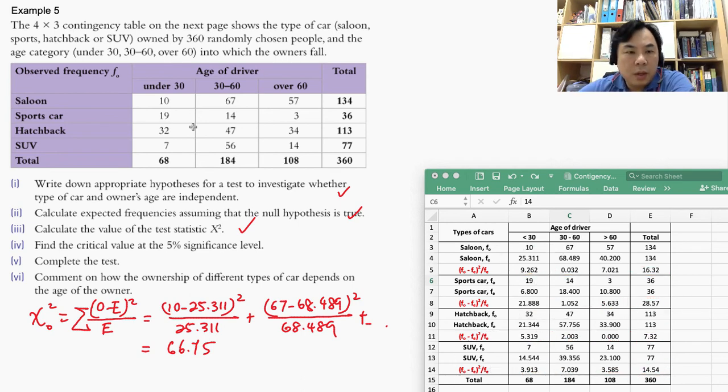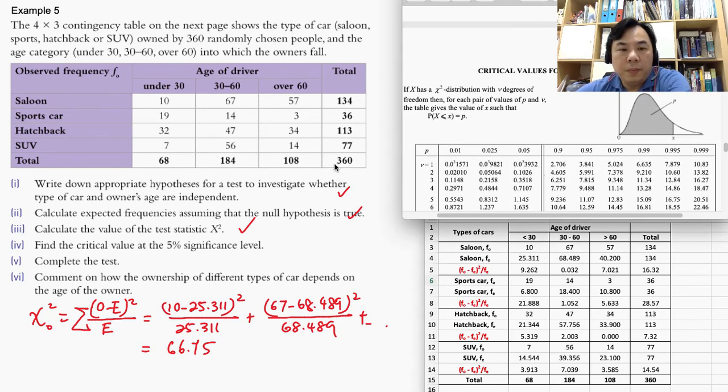Right. Now number 4, we need to find the critical chi-square value at 5% significance level. Now we will need our data booklet here. Just let me get our data booklet. Where is that? Okay, here you are.